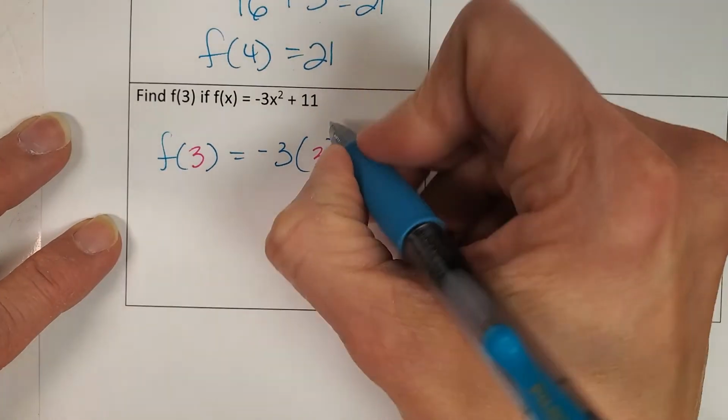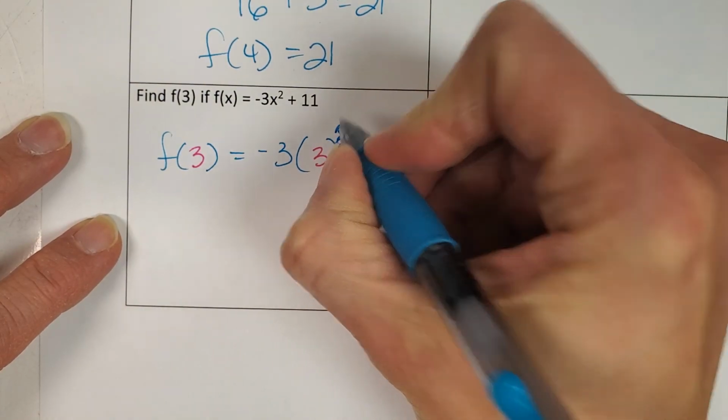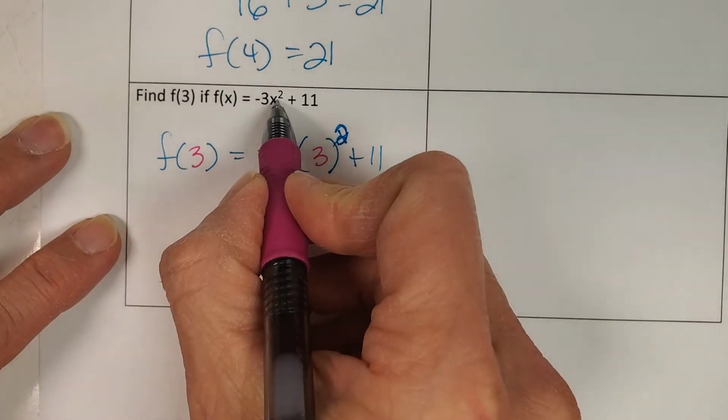Did I just mess that up? That's supposed to be a 2. Taking the x out, it was a 2. It's supposed to be a 2.